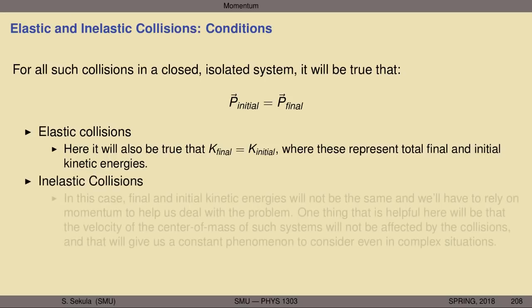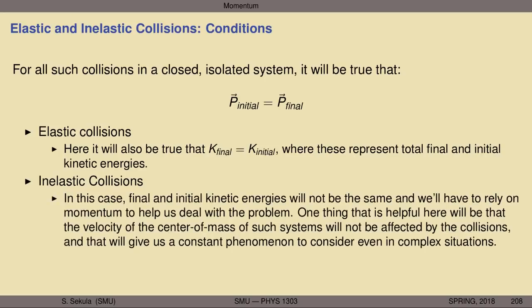Now in inelastic collisions, we have a different case. In this case, the kinetic energy as a total can change. So for instance, it could decline over time as a result of collisions, or maybe it could be increased over time as a result of explosions within the system that break objects apart. In this case, final and initial kinetic energies will not be the same, and we will have to rely on momentum to help us deal with the problem. But one thing that's very helpful here will be that the velocity of the center of mass of such systems will not be affected by collisions. And that will give us a constant phenomenon to consider even in complex situations. Okay, so that's something we'll try to exercise, but something to keep in mind.